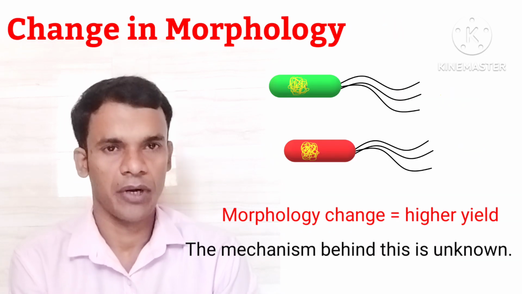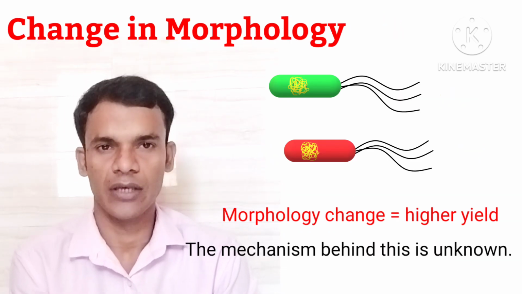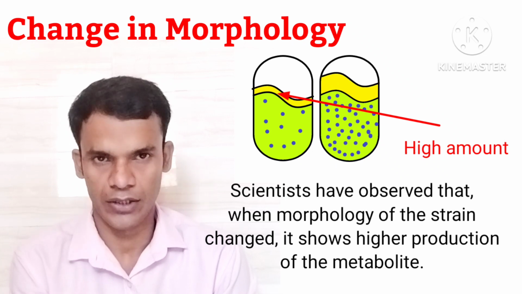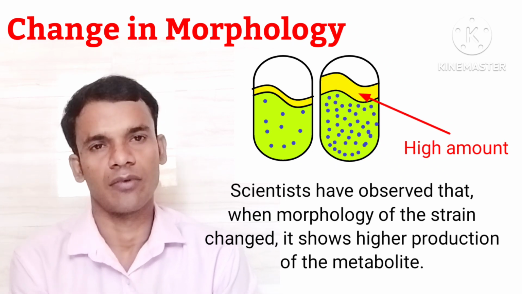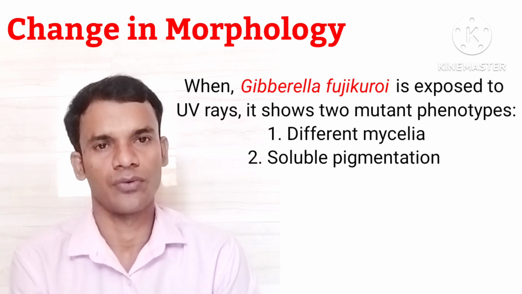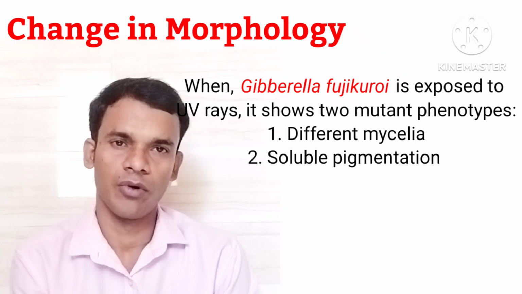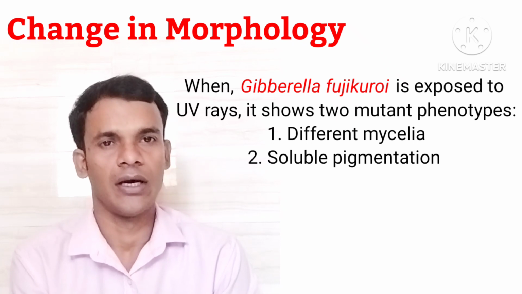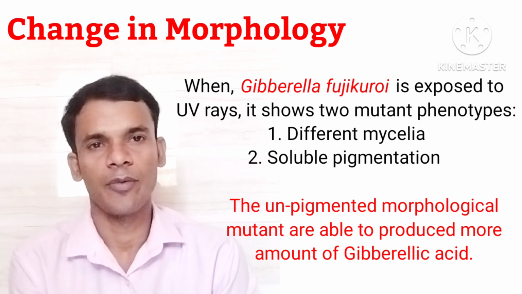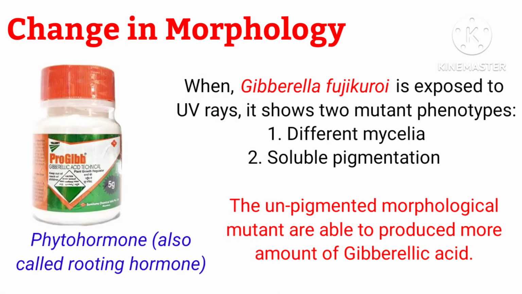Although the exact mechanism behind this phenomenon is unknown, it has been observed that when the morphology of the strain changes, it shows higher production of the metabolite. For example, when Gibberella species is exposed to UV rays, it shows two mutant phenotypes, different mycelia and soluble pigmentation. It was observed that the unpigmented morphological mutant is able to produce more gibberellic acid.